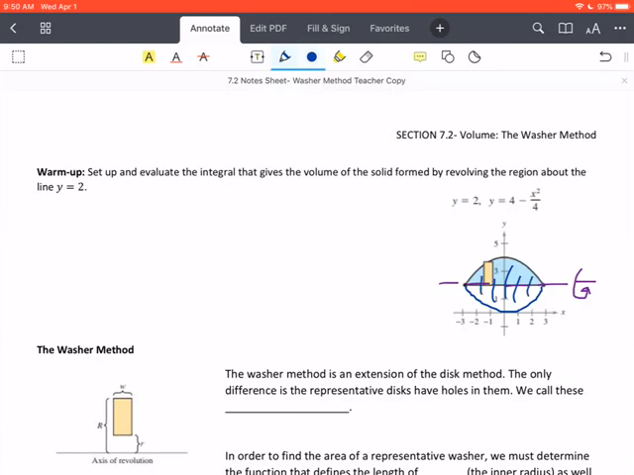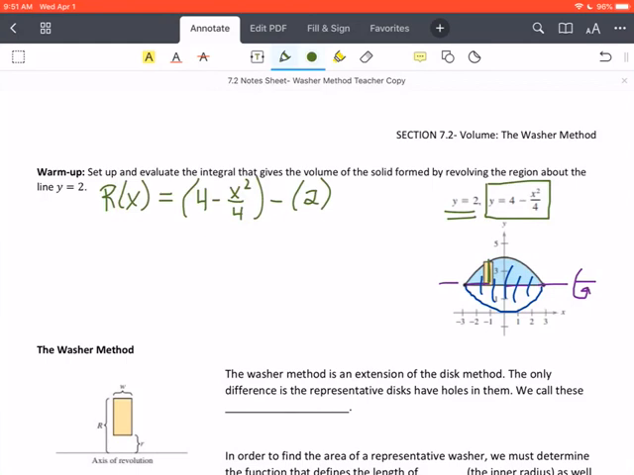Okay, so what we have to do first is define the height of the representative rectangle. So we can't just use this function to represent the height, or else it would go all the way to the x-axis. So in yesterday's notes, we talked about defining the radius of each representative disk. So we see that we're going to have to take our upper function, which is 4 minus x squared over 4, and we need to subtract our lower function, which is just y equals 2.